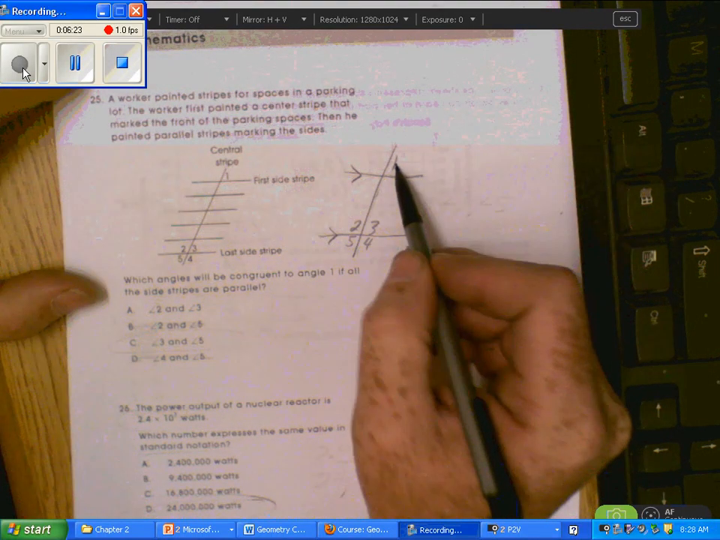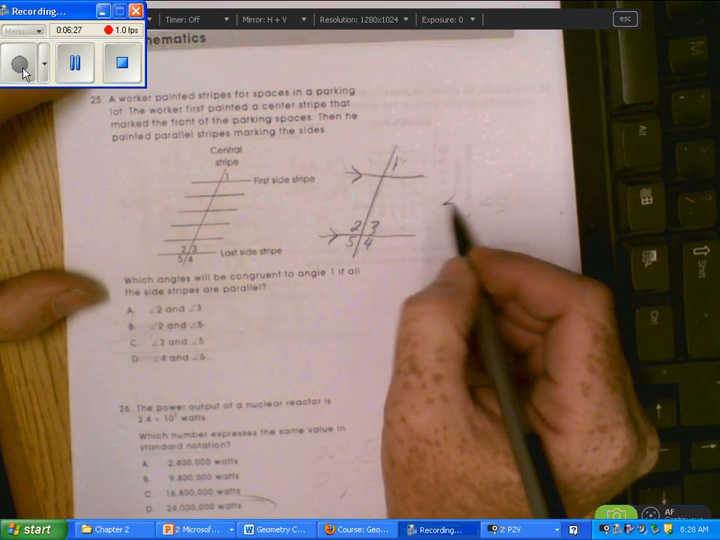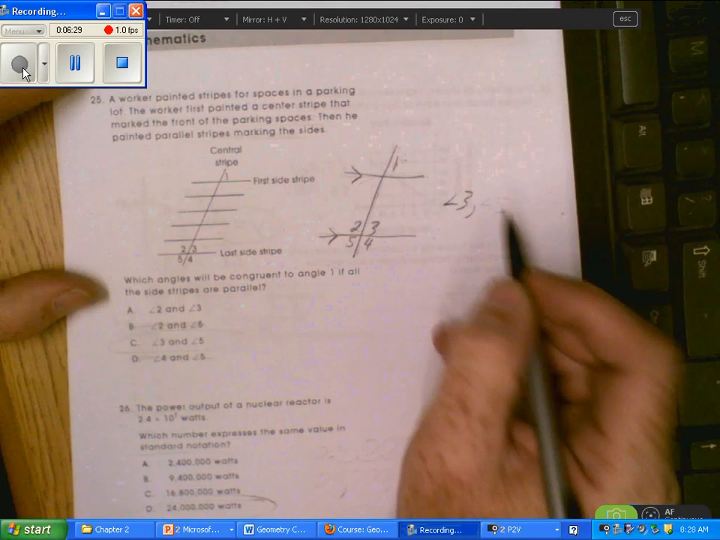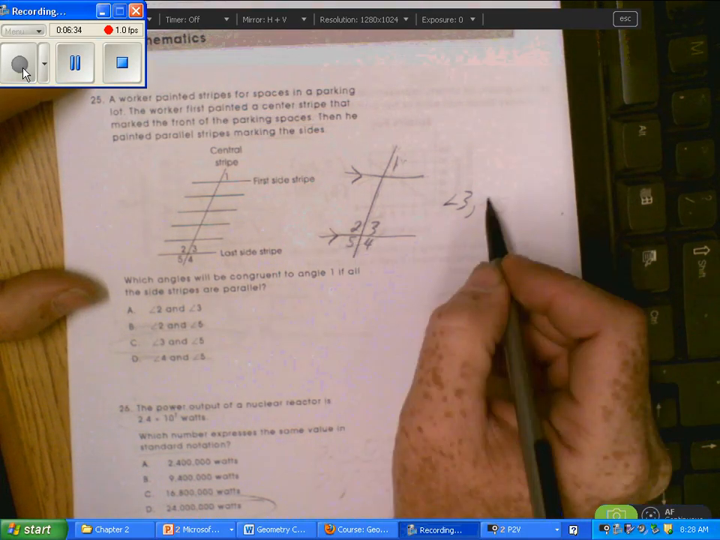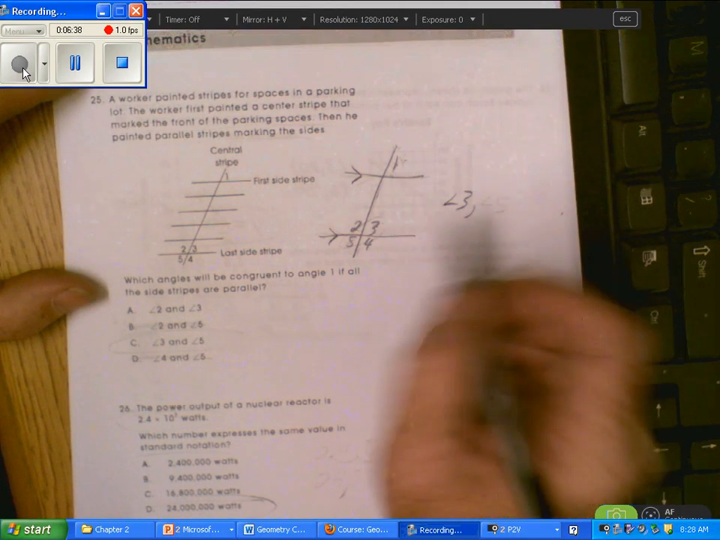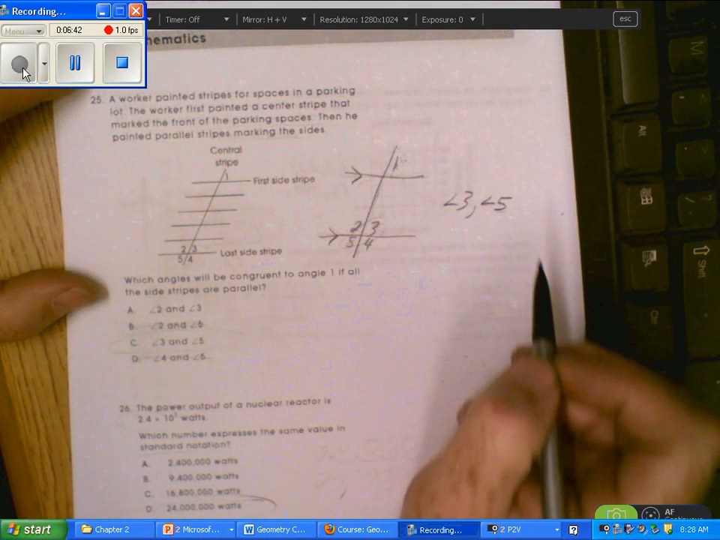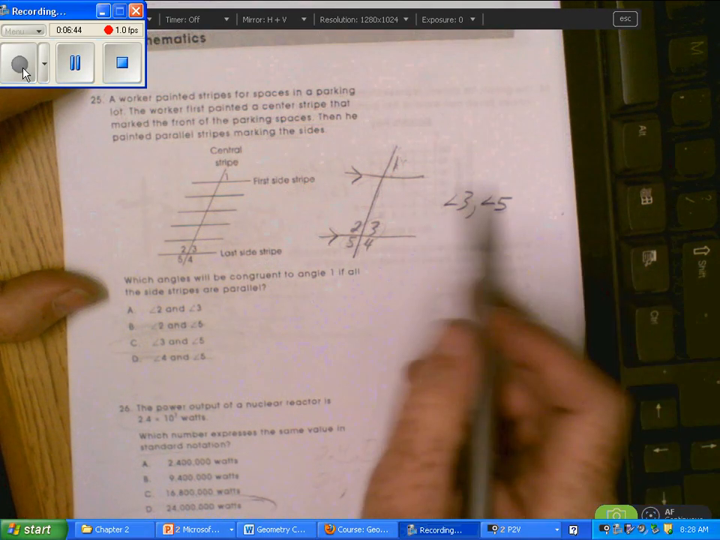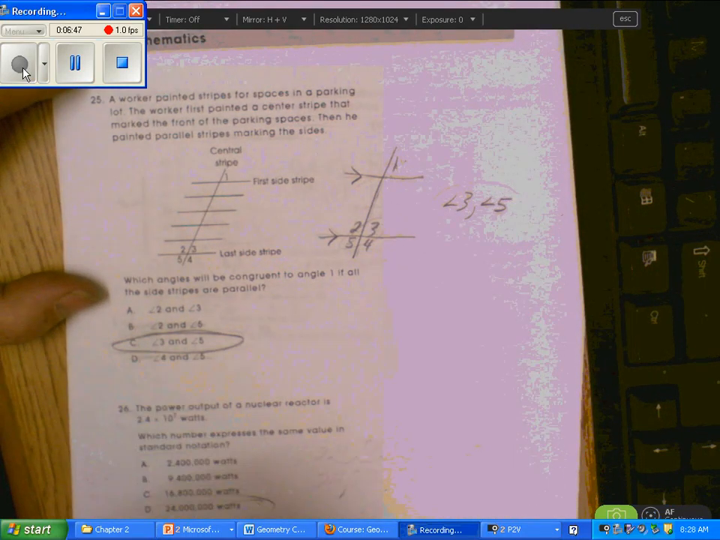We know that angle 1 and angle 3 are corresponding angles. So we know angle 1 and angle 3 are the same as each other. They're equal to each other. We also know angle 3 and angle 5 are vertical angles, so they're equal. Well, if angle 3 and 5 are equal and angle 1 and 3 are equal, then angle 5 has to be equal to angle 1 also, using transitive property. So 3 and 5 are the ones, and that's letter C.